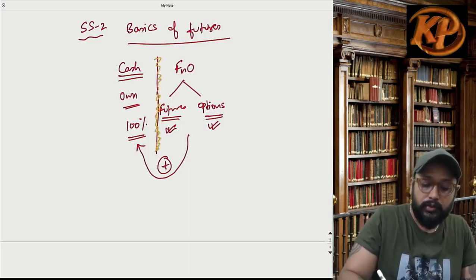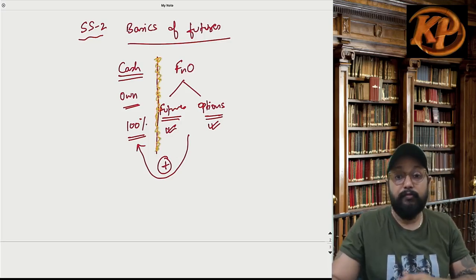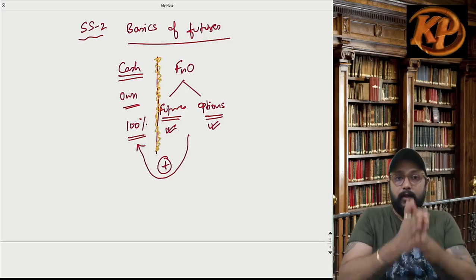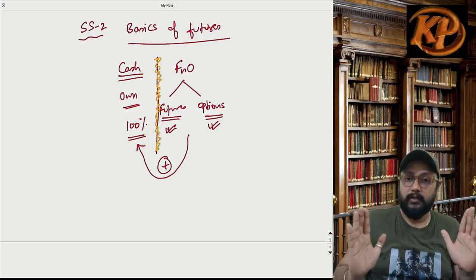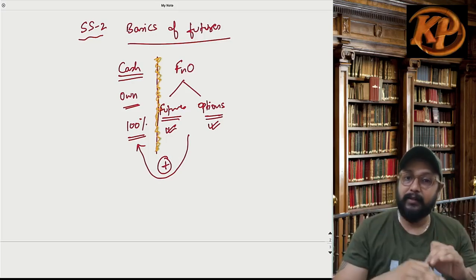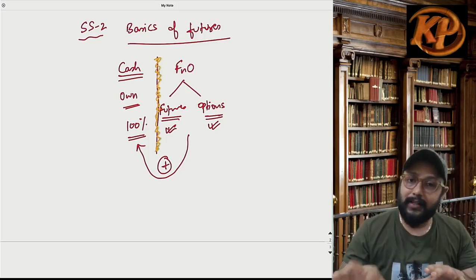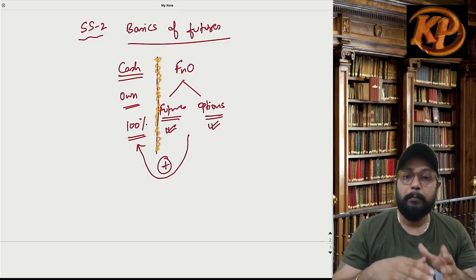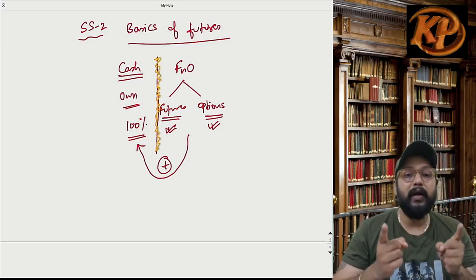You see this yellow line? This is a firewall. There's a firewall between the two markets. The biggest mistake anybody makes while understanding the concepts is that people confuse between cash market and FNO.